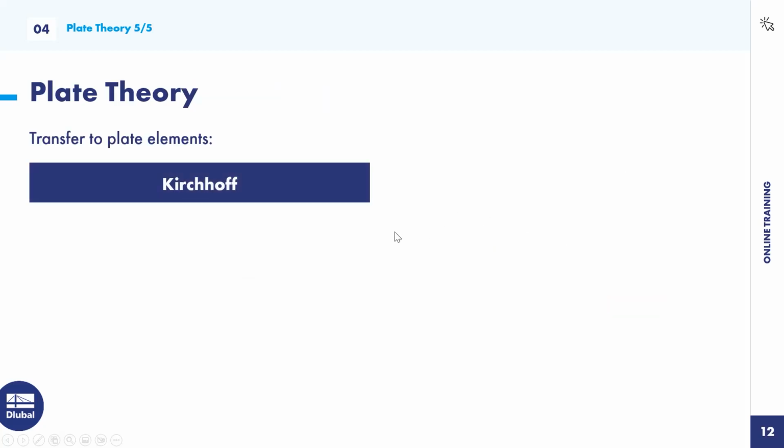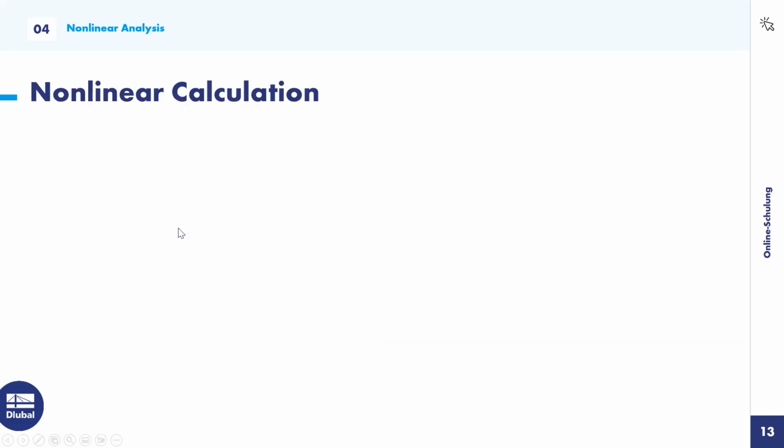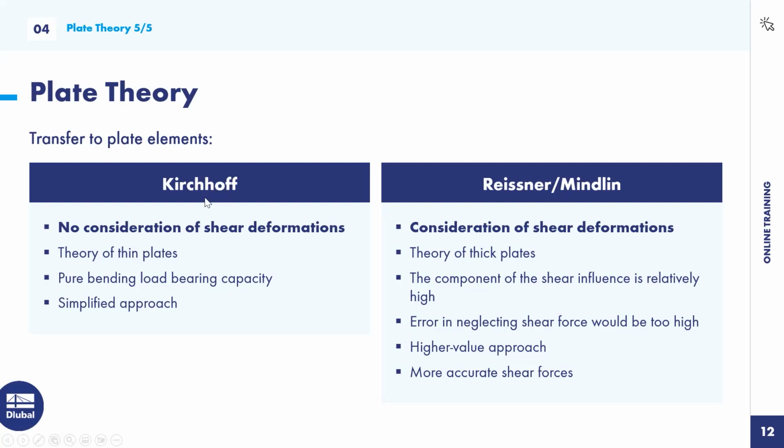Okay, let's go into the plate theories again. For the Kirchhoff, we said no consideration of shear deformations. And for the Reissner-Mindlin, there is this consideration. Now, the Kirchhoff theory is the simpler one. It's kind of better for hand calculations. But in the end, you would have tables anyway, and they are evaluated for both plate theories. So there may be no big difference anymore for hand calculations either. But if you would try to solve it like a computer program, then the Kirchhoff would be way simpler.